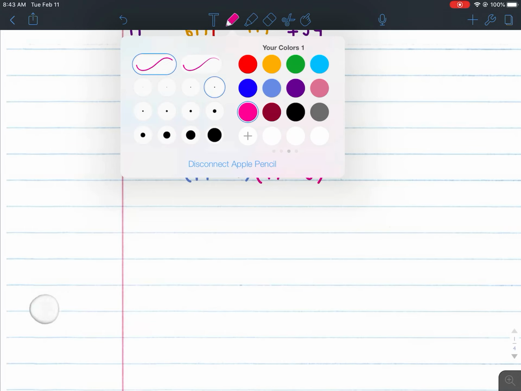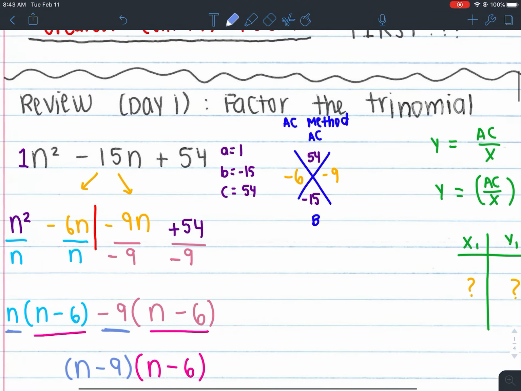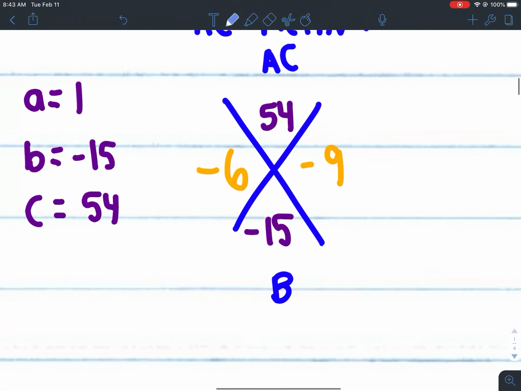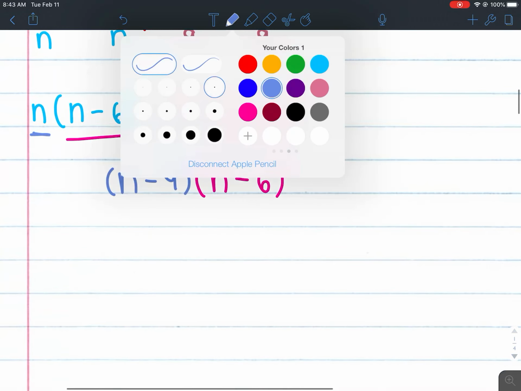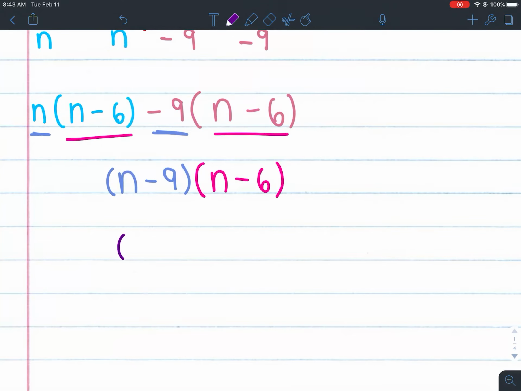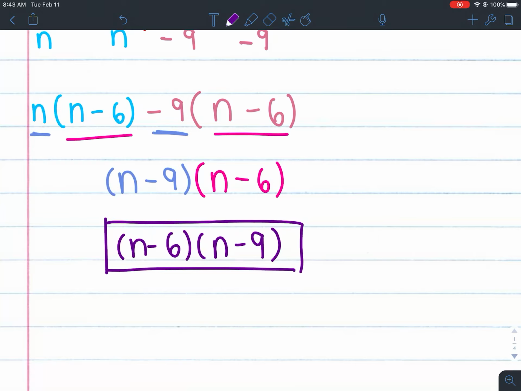Now you're probably being like, well, what if I put negative 9 first and then negative 6? And so my order is flipped around. That's perfectly fine. You actually get pretty much the same answer. It's just arranged differently. So instead, you might have n minus 6, and then n minus 9. But they mean the same thing. Same answer regardless. So it doesn't matter the order. We're still multiplying them.